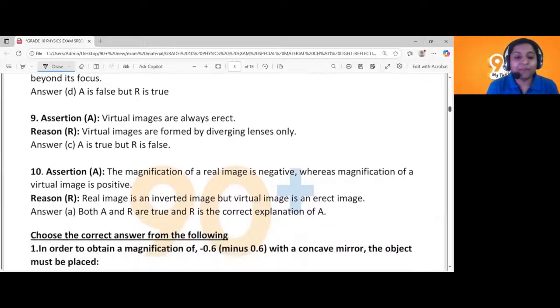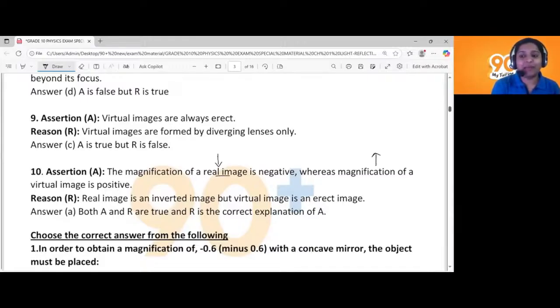Question number 10. The magnification of a real image is negative, whereas the magnification of a virtual image is positive. Real images are always inverted and virtual images are erect. So magnification is negative for real images, positive for virtual images. Okay. So here both the assertion and reason are true and the reason is the correct explanation of the assertion.